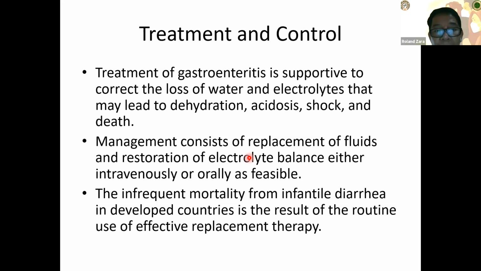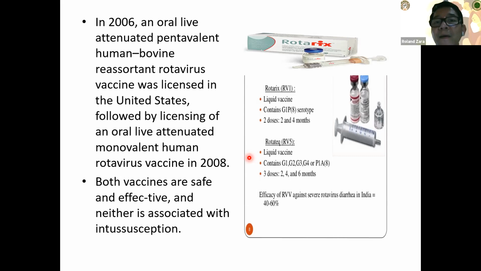Okay, so how do we prevent rotavirus? We have your vaccine. You have your Rotarix vaccine. This is a liquid vaccine. Para siyang oral polio, bibigay mo lang siya. And 2 doses, at 2 and 4 months. You have the RV5, a pentavalent vaccine. It covers rotavirus A, B, C, D, E, 5. It contains the strains G1, G2, G3, G4, and the P1A. These are the 5 strains covered by your Rotateq RV5.